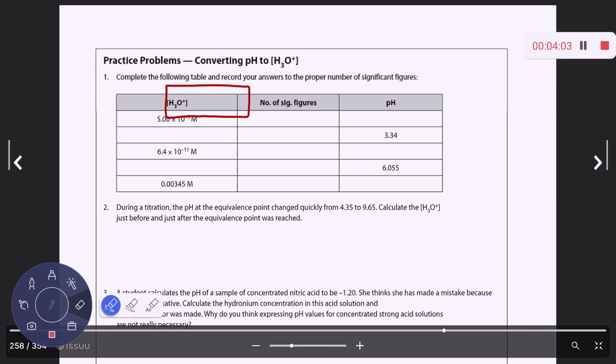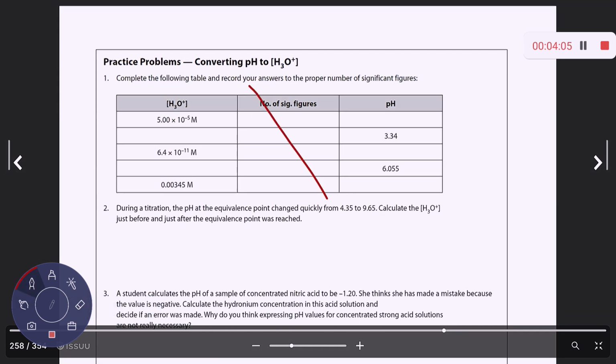Ignore the number of significant figures column because we're not going to be doing that. So here, if you're calculating the pH and you're given the hydronium ion concentration, this pH is the negative log of 5 times 10 to the negative 5th, right? So this is going to be around 4.3.